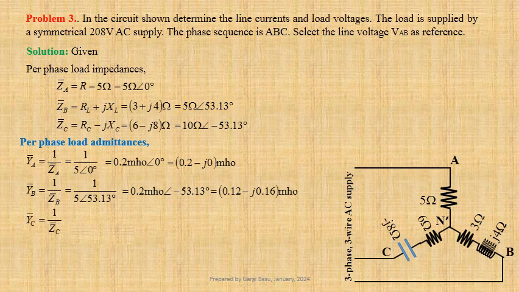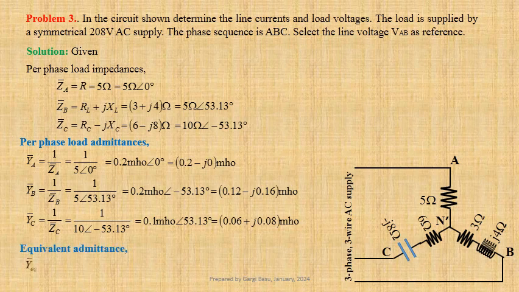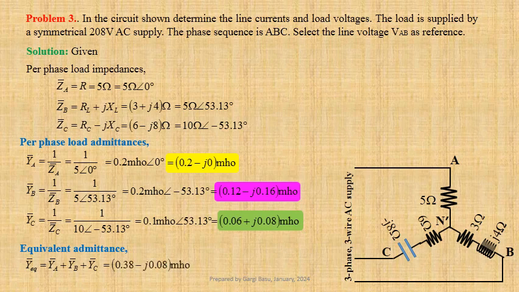In Cartesian form, this may be written as 0.12 minus j times 0.16 mho, and Yc equals 1 upon Zc, that is equal to 1 upon 10 at an angle minus 53.13 degree. That gives us 0.1 mho at an angle 53.13 degree. In Cartesian form, this may be written as 0.06 plus j times 0.08 mho. Now we shall calculate equivalent admittance. Yeq equals Ya plus Yb plus Yc. Using values we get 0.38 minus j times 0.08 mho.